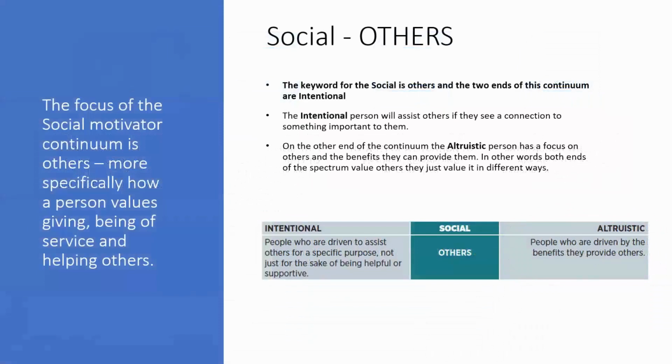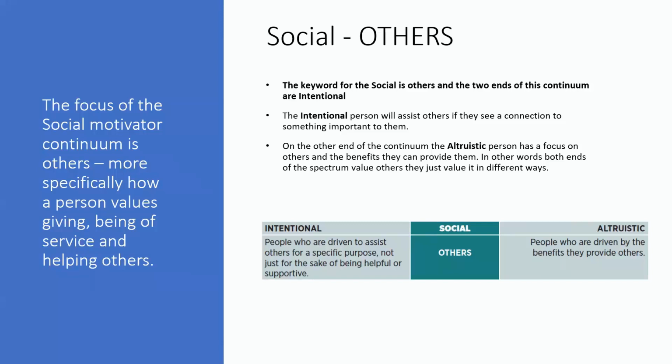The focus of the social motivator is others. This is the altruistic, I want to help others, I want peace and harmony among everyone. Specifically how a person values giving, right? Charity, being of service, and helping others, the go-giver folks, right? The two ends of the social continuum are intentional and altruistic.